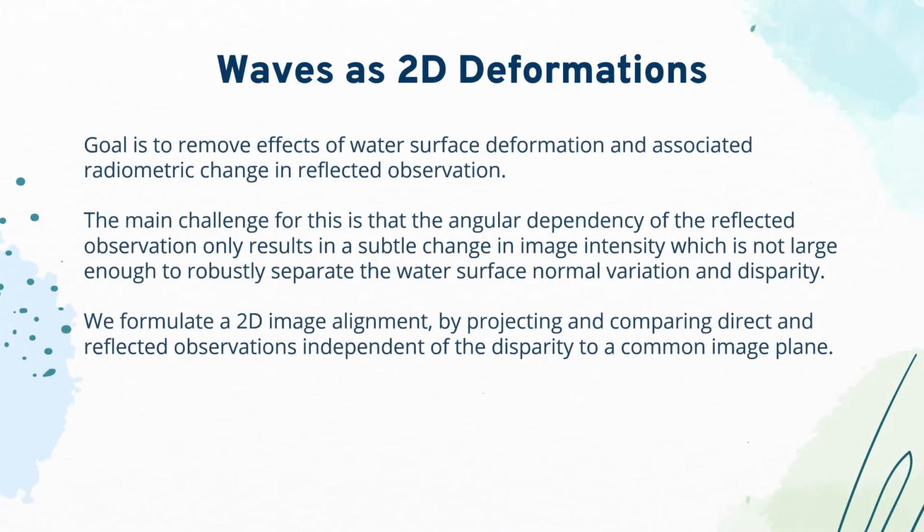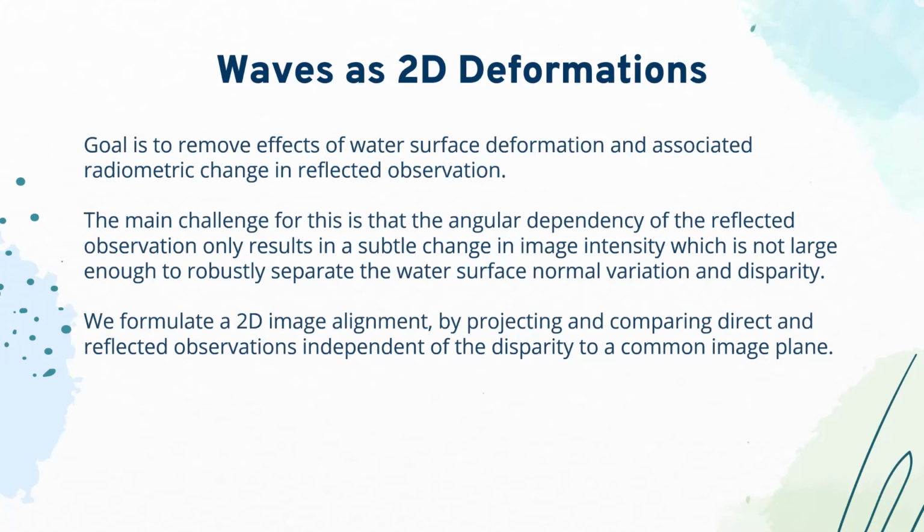Since our goal is to remove the effects of water surface deformation and associated radiometric change in reflected observation, like image intensity change, by comparing direct and reflected observations independent of the disparity, the main challenge is that the angular dependency of the reflected observations only results in a subtle change in image intensity, which is not large enough to robustly separate the water surface normal variation and disparity.